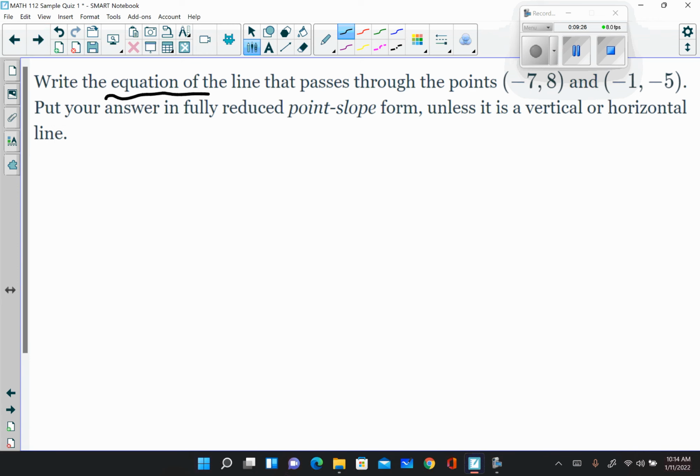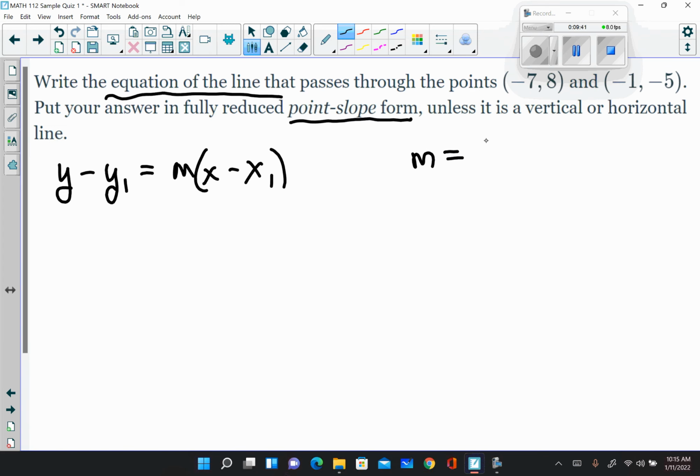To write the equation of a line, we use y minus y sub 1 equals m times (x minus x sub 1). What I just wrote is called point slope form. So we need to find the slope. The slope of a line is the change in y, that's y2 minus y1, over the change in x, x2 minus x1.